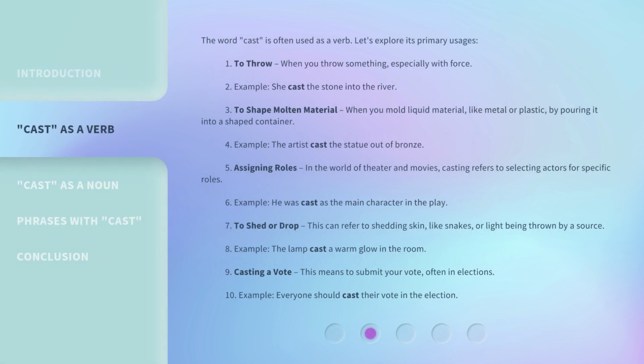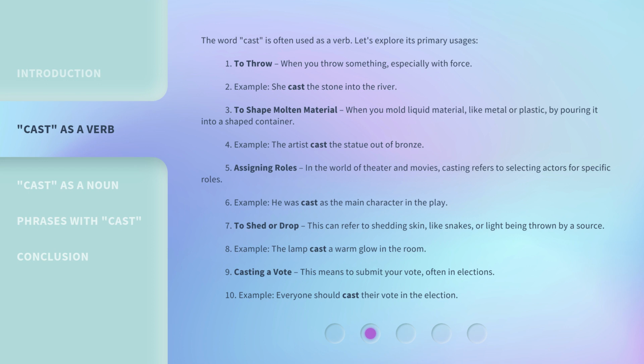The word cast is often used as a verb. Let's explore its primary usages. 1. To throw. When you throw something, especially with force. Example: she cast the stone into the river. 2. To shape molten material. When you mold liquid material, like metal or plastic, by pouring it into a shaped container. Example: the artist cast the statue out of bronze.